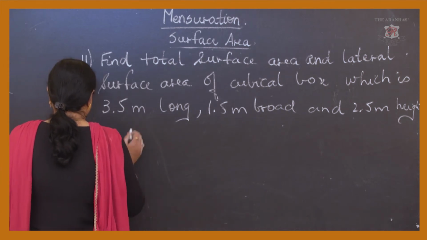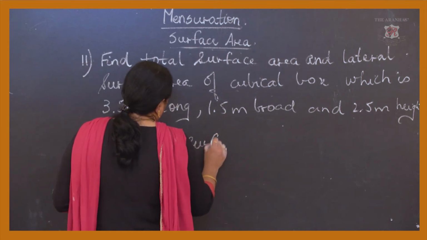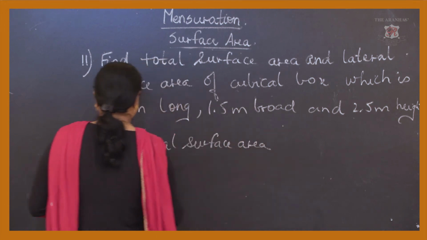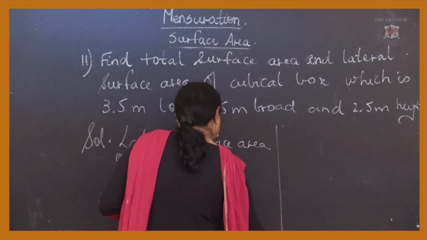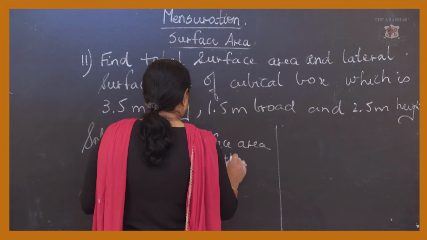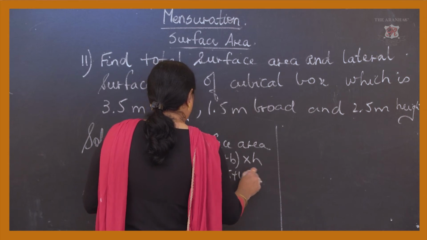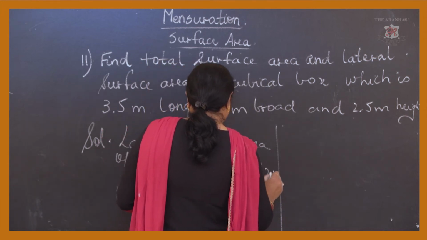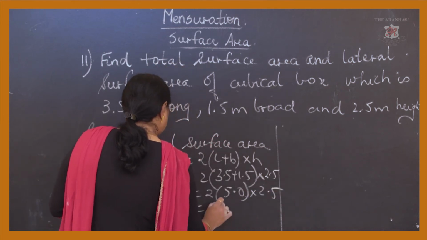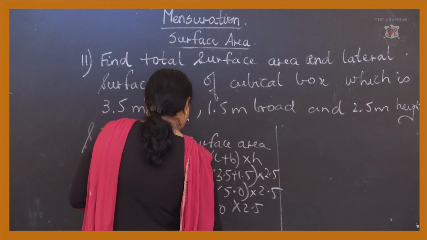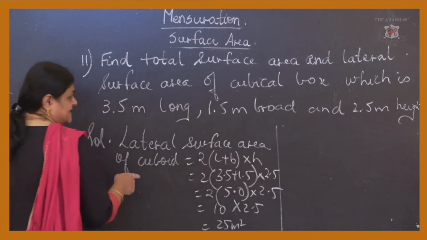So here we are going to solve it. That is, your lateral surface area of cuboid is equal to what? Is equal to 2 into length plus breadth into height. 2 into length is 3.5 plus 1.5 into height is 2.5. So 2 into 5 into 2.5, which will be 10 into 2.5, which is 25 meter square. This will be your lateral surface area of cuboid.